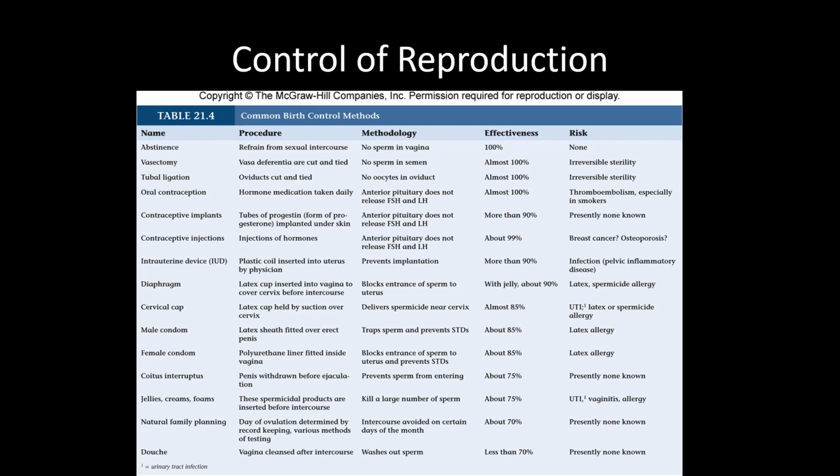It doesn't prevent against STDs. It also, to use a crude term, there's precum. In precum, there is sperm present. While the numbers aren't high, there can be enough sperm in there to actually impregnate a woman, and so coitus interruptus is not a very good method for preventing pregnancy.